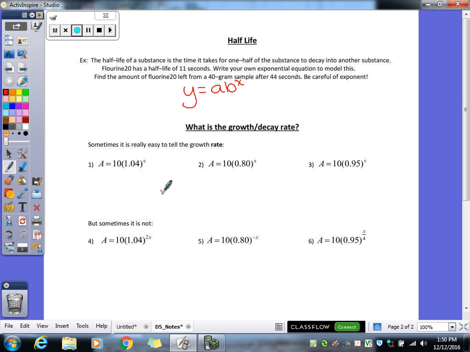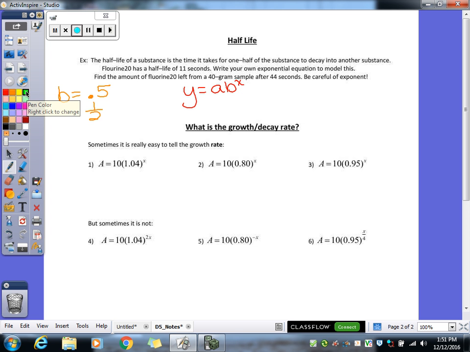So with our half-life problems, our b value is always going to be 1/2, whether it's 0.5 or the fraction 1/2, whichever way you want to use it, doesn't matter. But your b value is always going to be 0.5 when they're talking about half-lives. So as soon as you see that word half-life, first thing you should be thinking, my b value is 1/2.